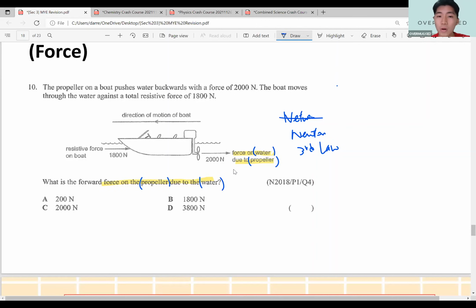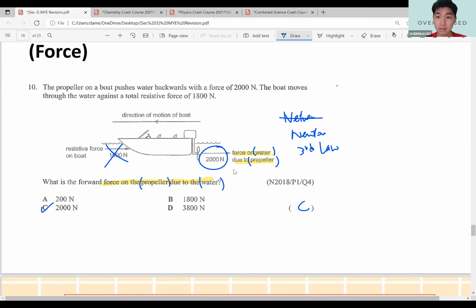So water exerts force on propeller, propeller exerts force on water. It will be equal and opposite. So if the force exerted here is 2000, the force for the action-reaction pair would also be 2000. You can ignore the resistive force. Resistive force will only be needed if you're calculating resultant force.